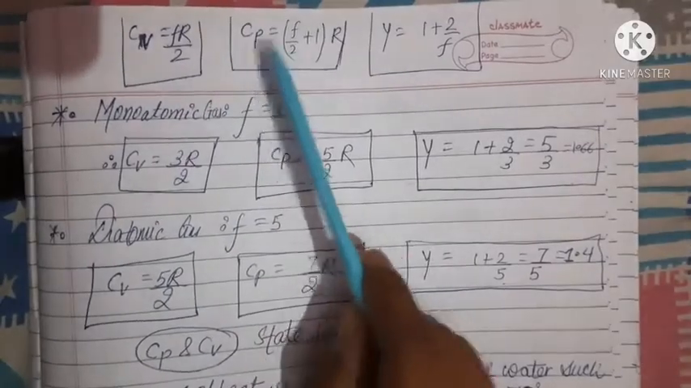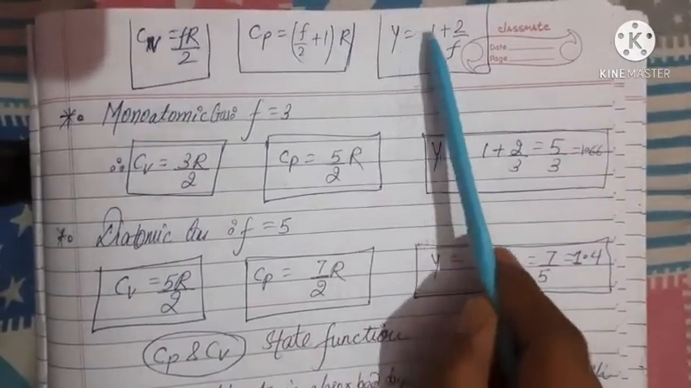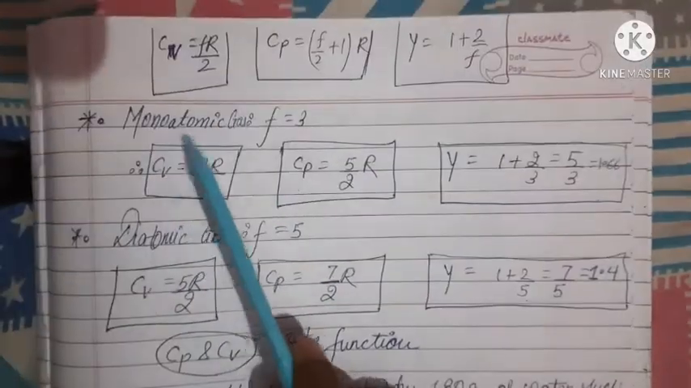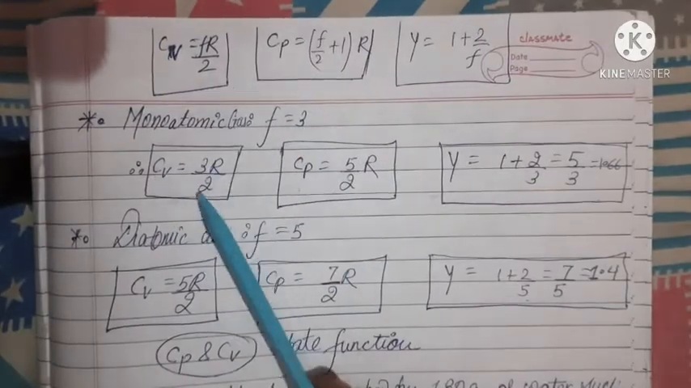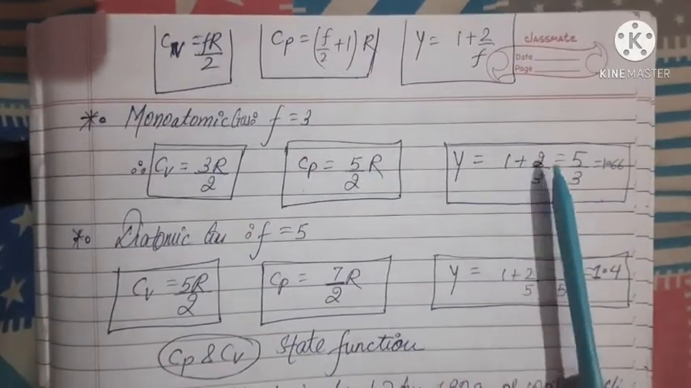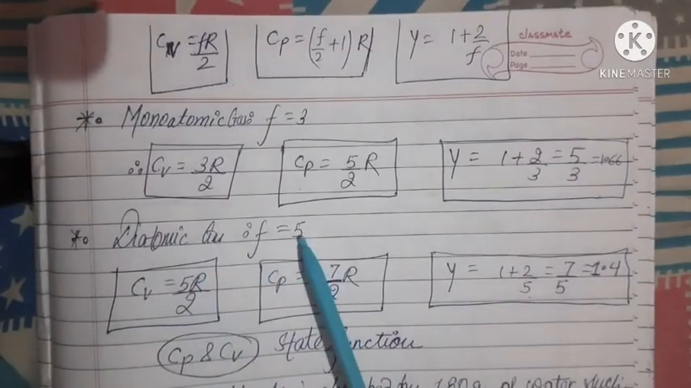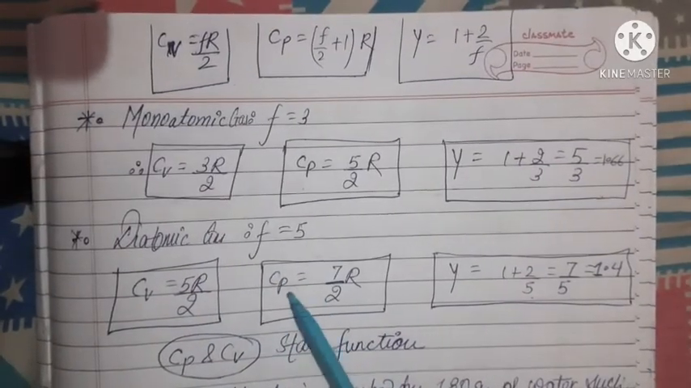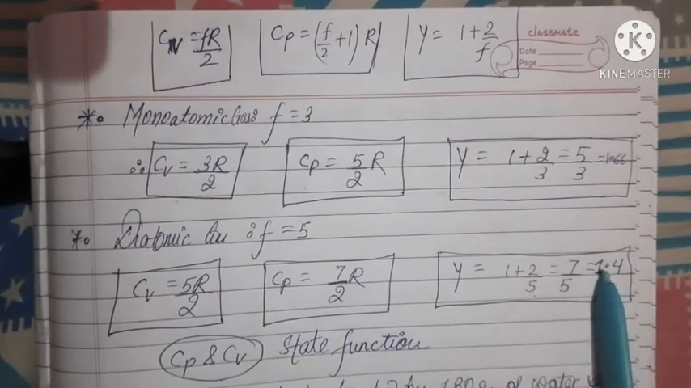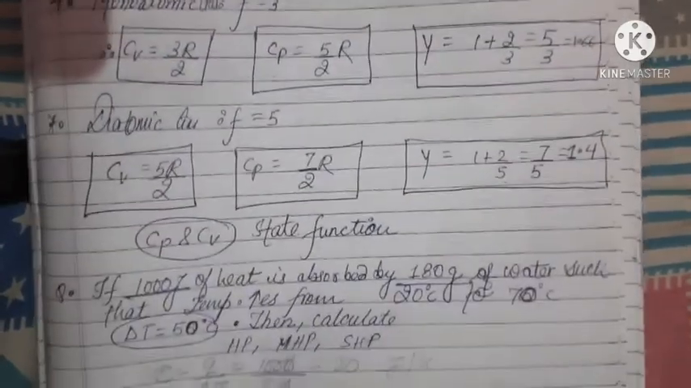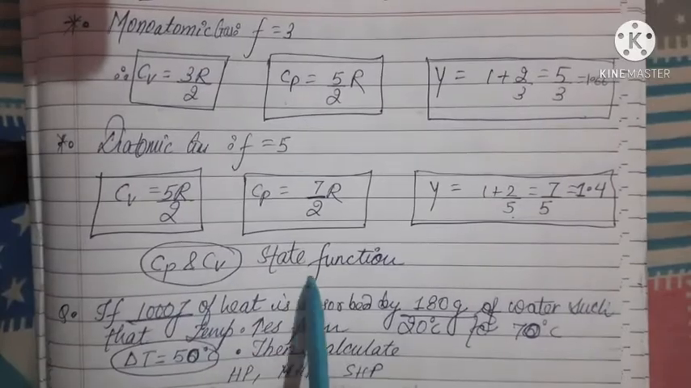Cv equal to fR by 2, Cp equal to 1 plus f by 2 R, gamma equal to 1 plus 2 by f. For monoatomic gas, f equal to 3, so Cv equal to 3R by 2, Cp equal to 5R by 2, gamma equal to 1 plus 2 by 3 equal to 5 by 3 equal to 1.66. Diatomic gas, f equal to degree of freedom, 5, Cv equal to 5R by 2, Cp equal to 7R by 2, gamma equal to 7 by 5, 1 plus 2 by 5, 1.4. Cp and Cv are state functions.